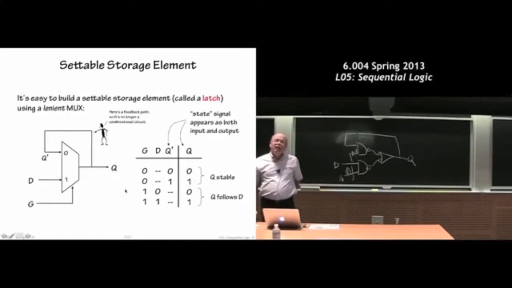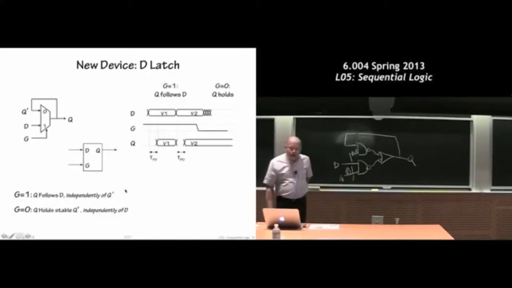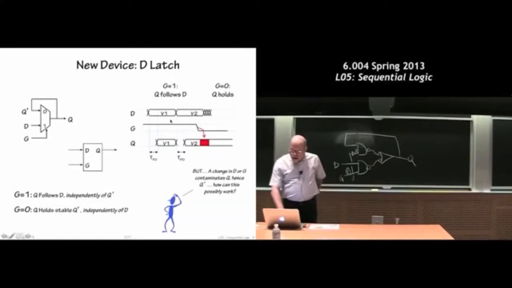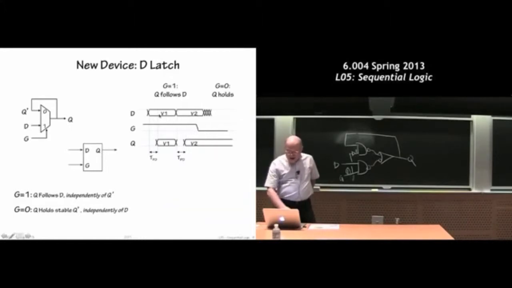Okay, so this is going to be our engineered cycle. We have a new device called a latch, and you can just sort of see the behavior here. The behavior is that when G is high, if I change D up here from V1 to V2, then after a propagation delay, the propagation delay of the latch, the Q output will reflect that.